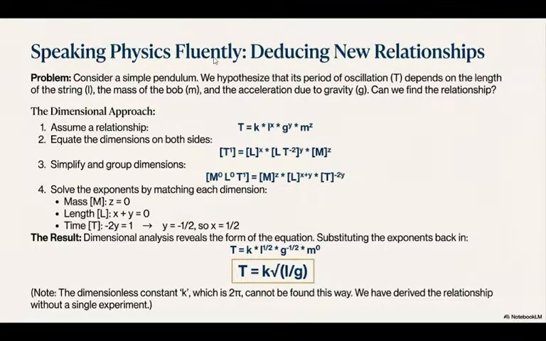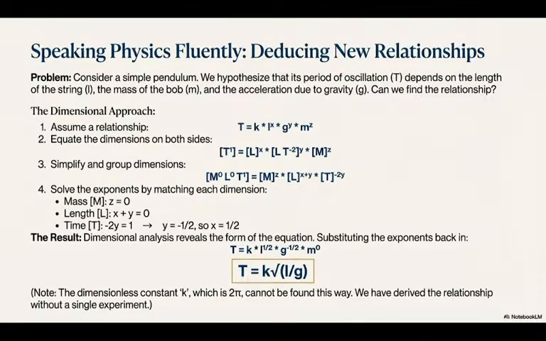Speaking physics fluently, deducing new relationship. Problem. Consider a simple pendulum. We hypothesize that its period of oscillation T depends on the length of the string and mass of the bob and acceleration due to gravity. Can you find the relationship? Yes, we can find. By the approach of dimension analysis, we can find the relation, but you have to know what are the dependent factors for simple pendulum.